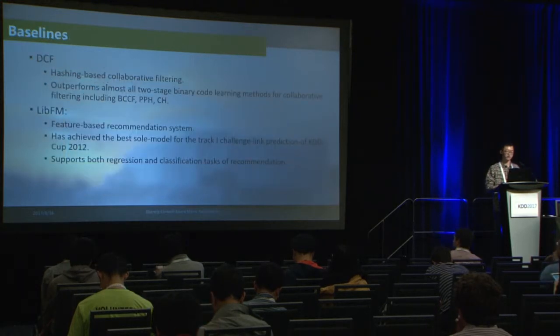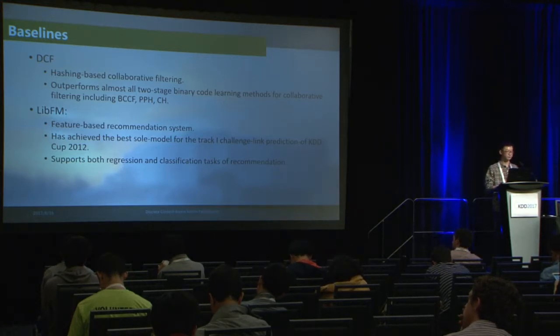To evaluate our model better, we choose 2 baselines for comparison. One is the state-of-the-art method DCF, which is used for comparison on hashing-based collaborative filtering. The other is libFM, which is the best model for feature-based recommender systems.